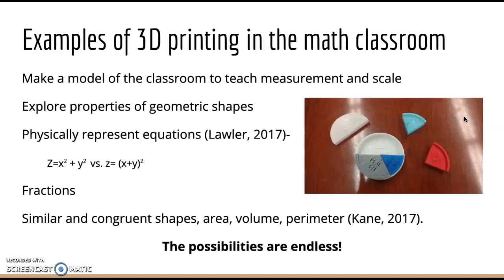We can make a model of the classroom to teach measurement and scale. We can explore the properties of geometric shapes. And this one is really cool. You can physically represent equations, so students can visually see and touch the difference between z equals x squared plus y squared and z equals (x plus y) squared.